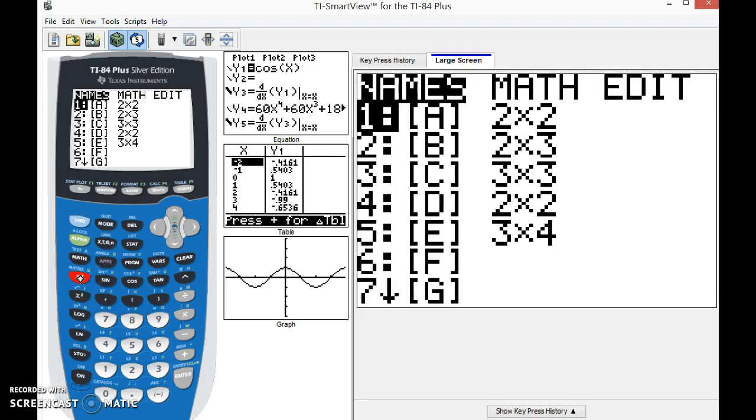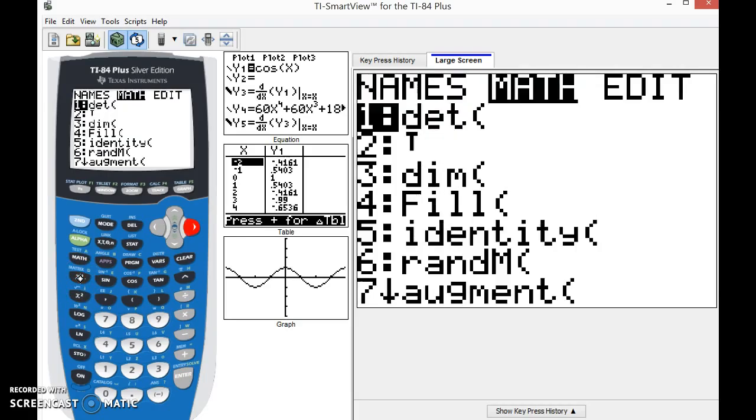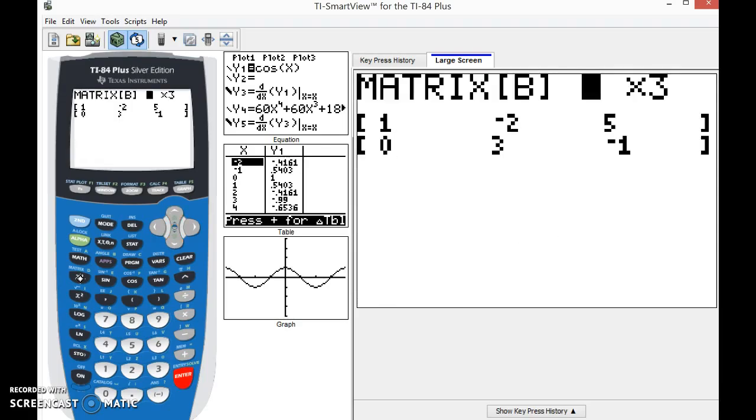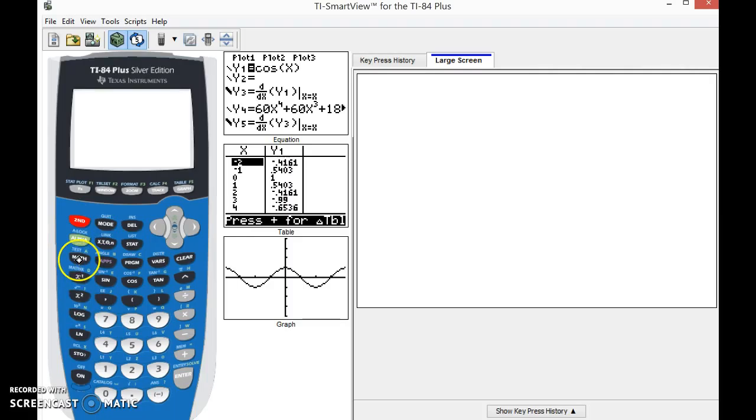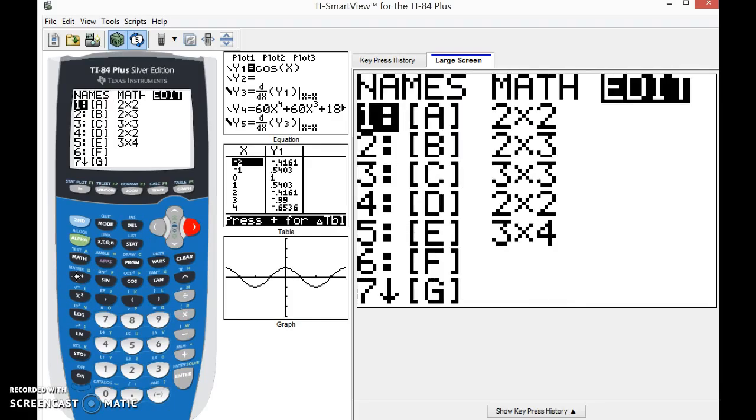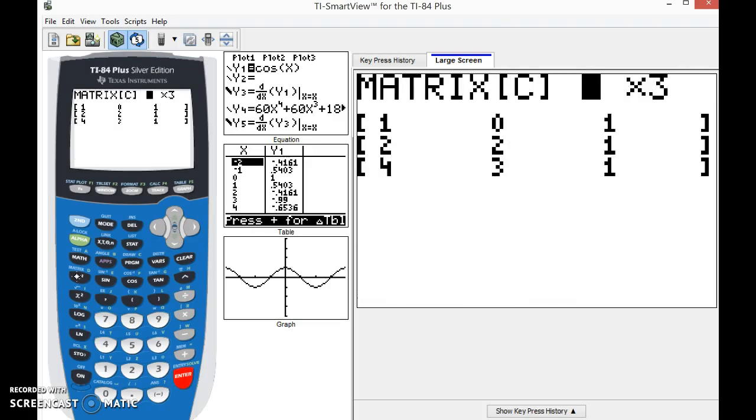And if I wanted to enter another matrix, as we do, then I would just go to a different matrix. Like I could go to matrix B and choose edit. And so for matrix B, I had asked you to put in this 2 by 3, 1, negative 2, 5, 0, 3, negative 1. All right, then we want to go back to matrix again. And I had asked you to put in this for matrix C. Matrix C is a 3 by 3. So this is the matrix that we want for C, 1, 0, 1, 2, 2, 1, 4, 3, 1.